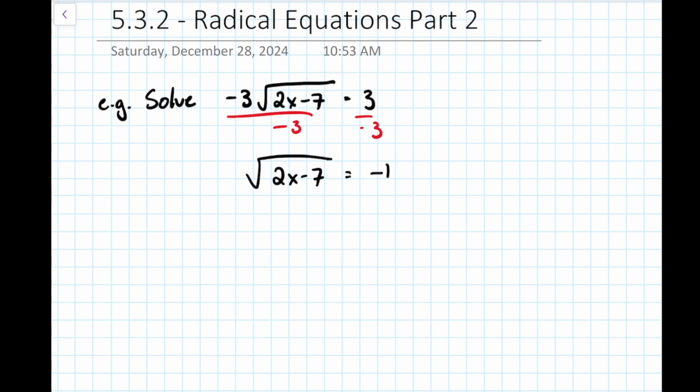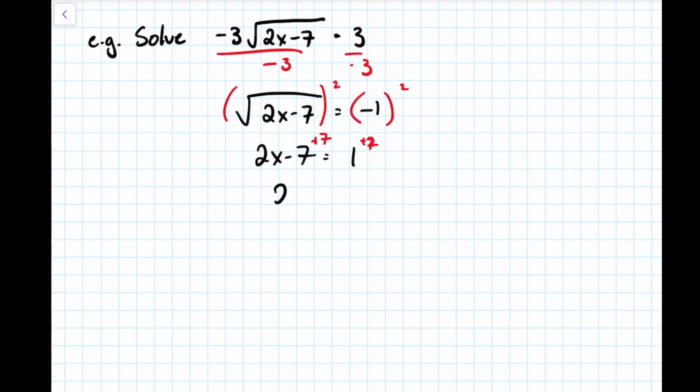We're going to square both sides, which is going to get me 2x minus 7 equals +1. And we can add 7 on both sides. And then we're going to divide by 2 after that, which is going to get us our solution of x equals 4. So that wasn't so bad.